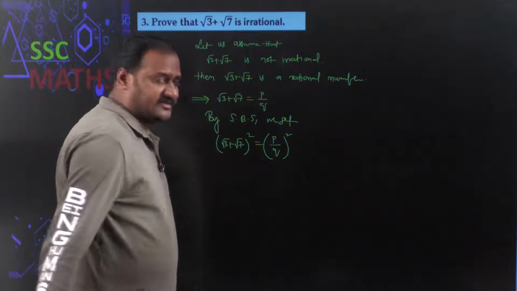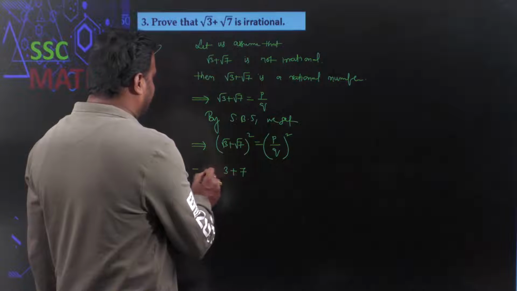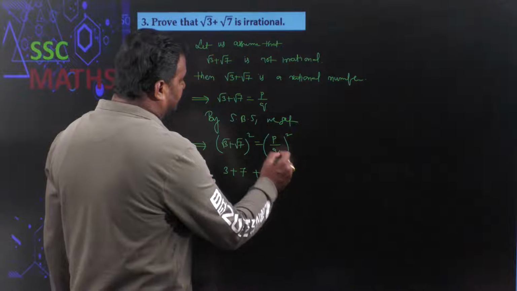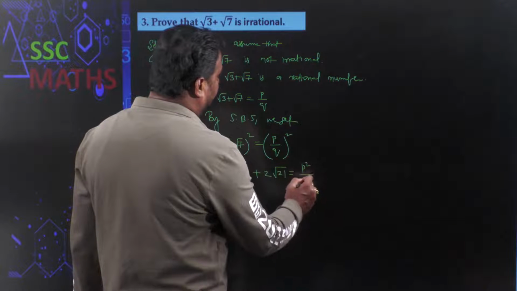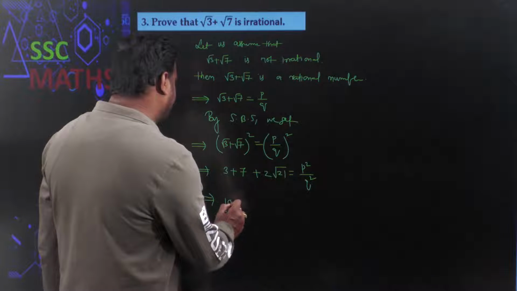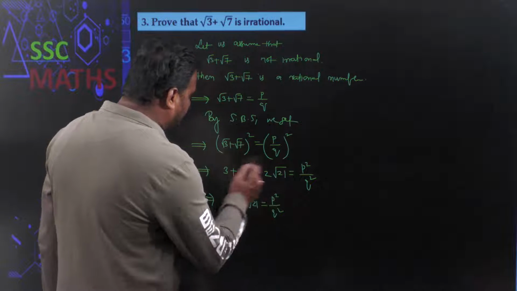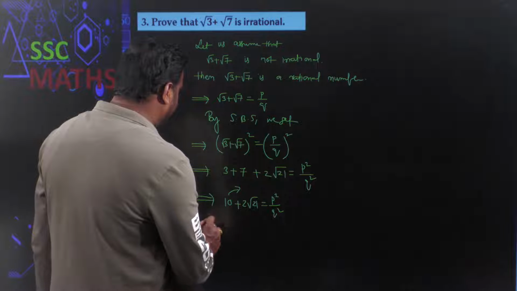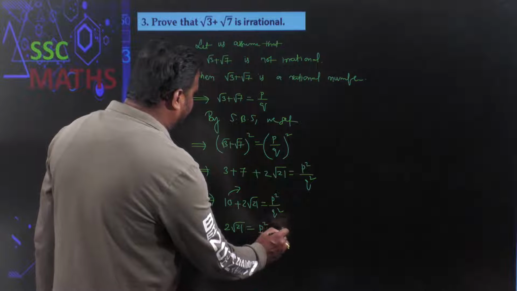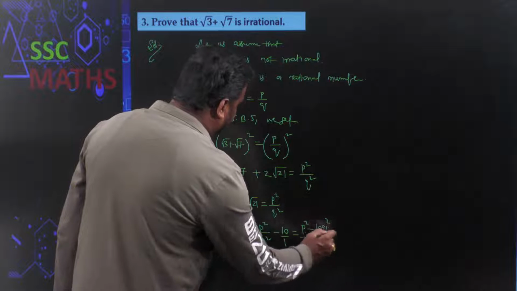So what is root 3 plus root 7 whole square? Root 3 whole square is equal to 3. Root 7 whole square equal to 7. Plus 2 into root 3 into root 7, which is root 21, is equal to p by q whole square, which is p square by q square. Right? So 3 plus 7 is equal to 10. 10 plus 2 root 21 is equal to p square by q square. Now transpose 10 towards the right hand side. Then it would be 2 into root 21 is equal to p square by q square minus 10 by 1, which is equal to p square minus 10q square divided by q square.